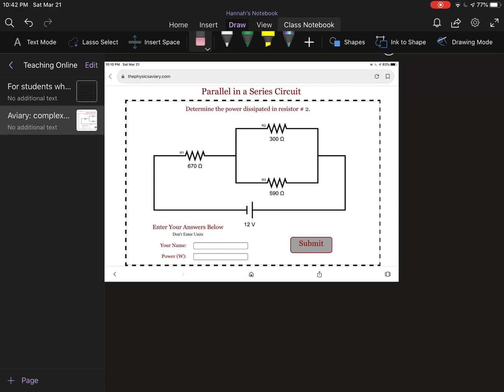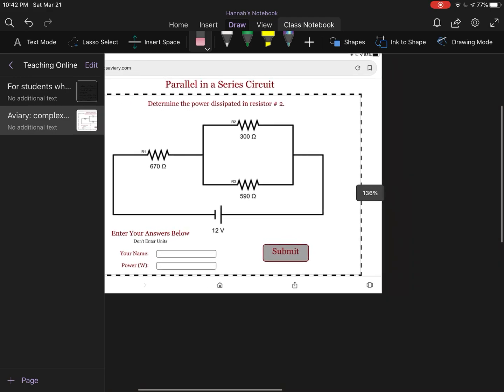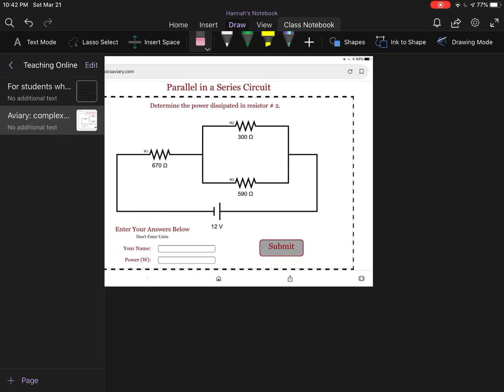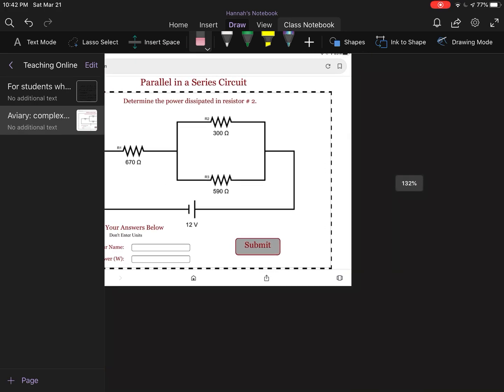I'm going to go over an example of parallel in a series circuit, and then once I'm done with this one, I'm going to record a video on series in a parallel circuit. I pulled this example off of Physics Aviary. It's not one of the ones on your homework. I'm going to walk you through the steps of how to do this, okay?